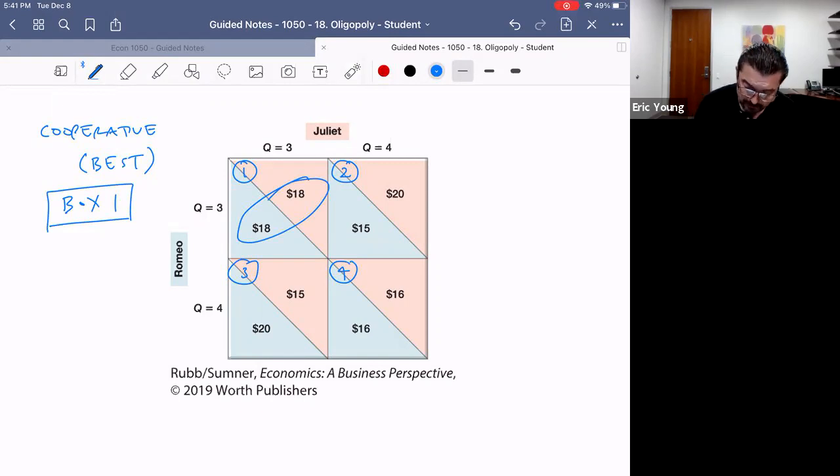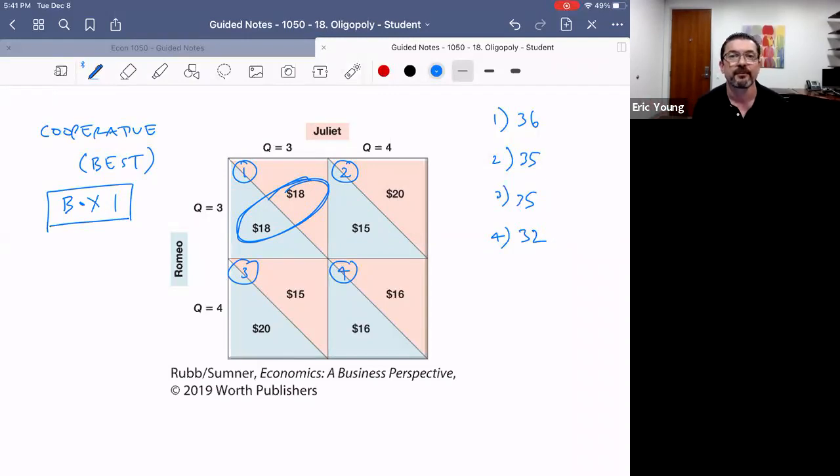In box 1, the combined money is 36. In box 2, it would be 35. In box 3, 35. Box 4 sucks. In box 4, the combined profits are 32. What we would say is then that the cooperative outcome, the cooperative solution would be box 1, with profits maximized, $36 for the whole, $18 per person.